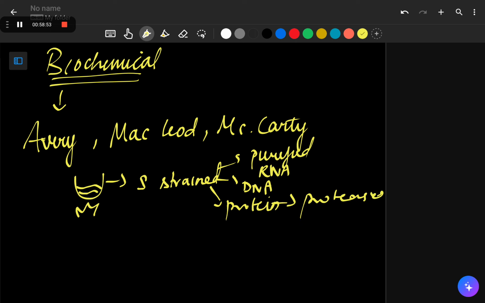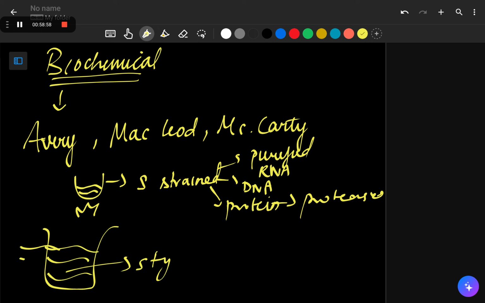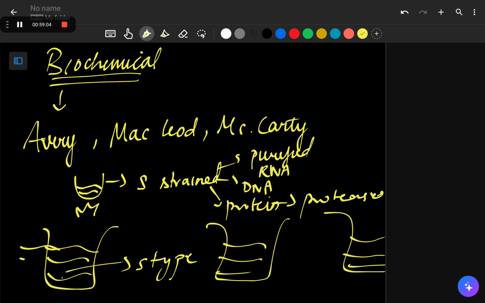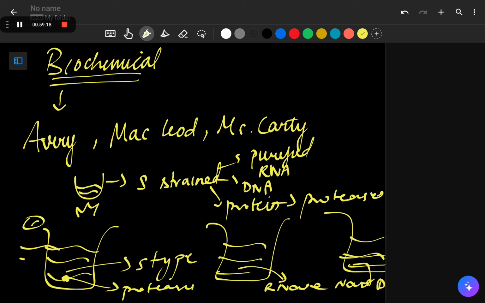when they put it in the culture medium, they are having S type. In each and every culture medium, S type is there. So now inside this they have used proteases. Inside this, RNase. Inside this, DNase. In the first case, when they used proteases, all the proteins were not there. In the absence of protein, there was still transfer of virulent factor. In case of RNase, all the RNA was not there, so therefore there was still transformation of the genetic material.